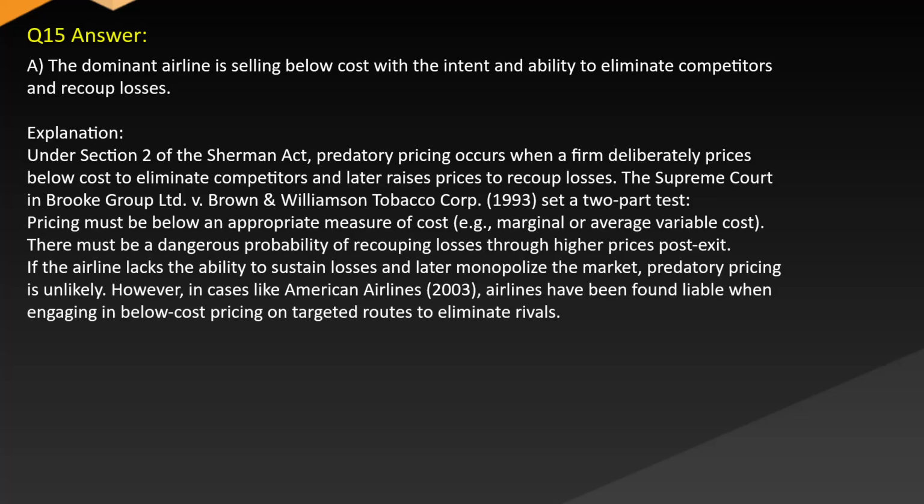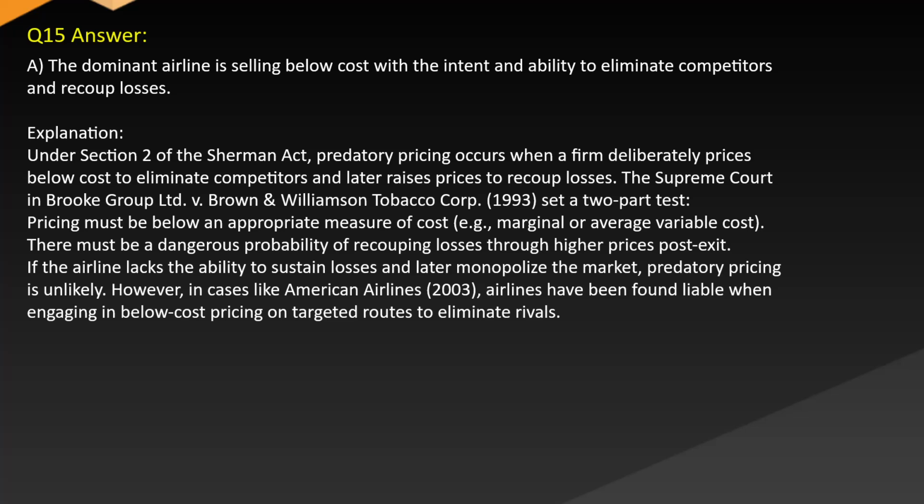Answer A. The dominant airline is selling below cost with the intent and ability to eliminate competitors and recoup losses. Explanation. Under Section 2 of the Sherman Act, predatory pricing occurs when a firm deliberately prices below cost to eliminate competitors and later raises prices to recoup losses. The Supreme Court in Brooke Group Limited v. Brown and Williamson Tobacco Corp., 1993, said a two-part test.